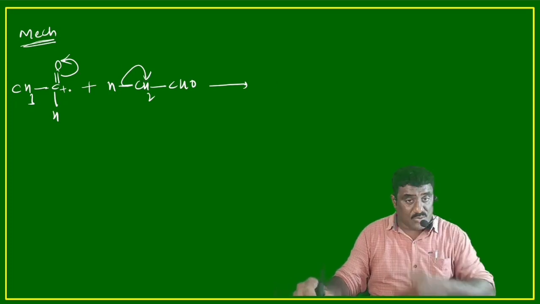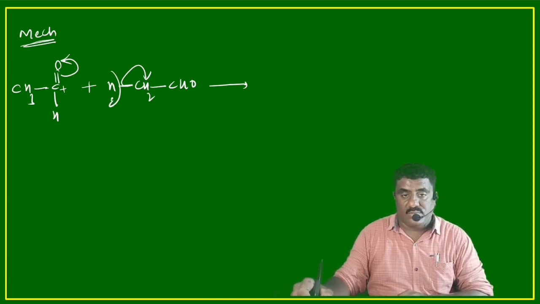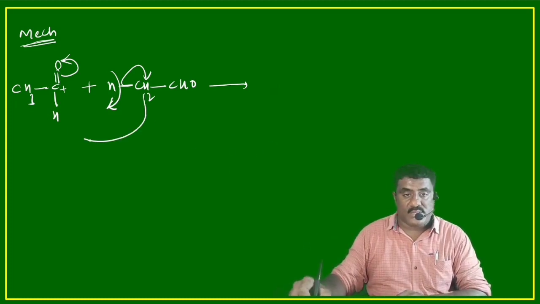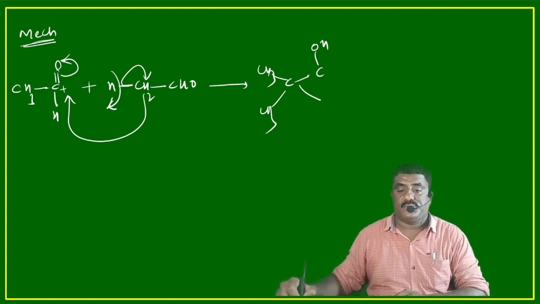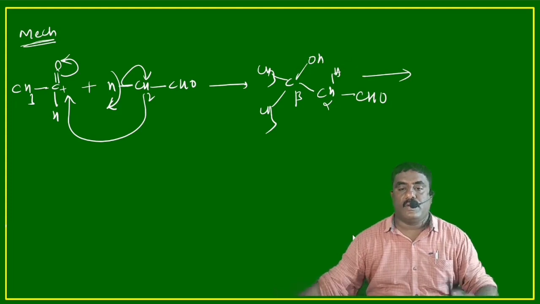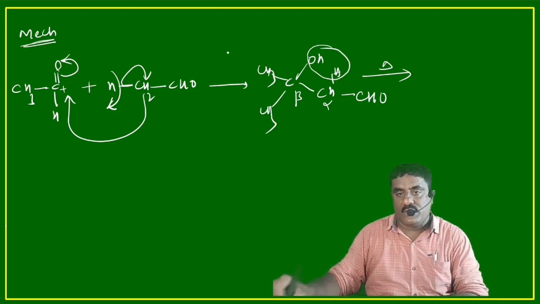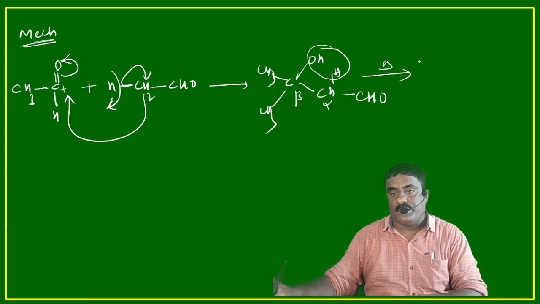This negative charge attacks this carbon. What happened to this carbon? H plus is released. So this CH2 minus attacks here. I'm writing CH3, CH3, COH, and C. Just wait for this. The beta hydroxy aldehyde, when it is heated, eliminates water to form a CH3.